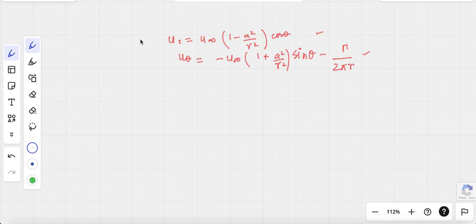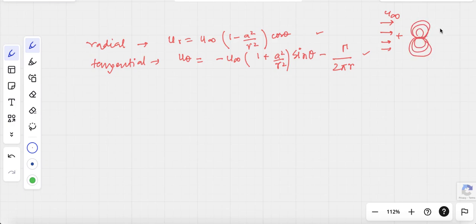This is the radial velocity, this is the tangential velocity for a uniform flow plus a doublet. Uniform flow and doublet makes this a uniform flow across a cylinder plus a vortex of strength gamma. The strength of the doublet is mu.